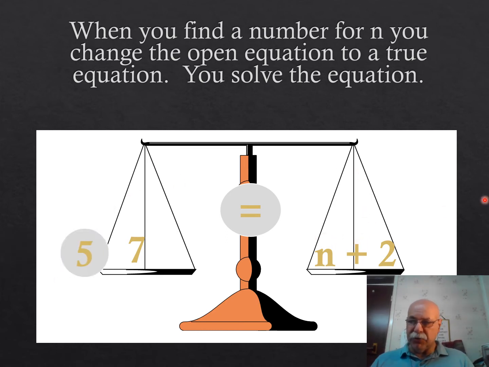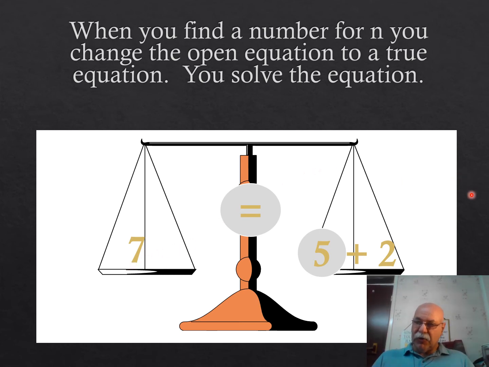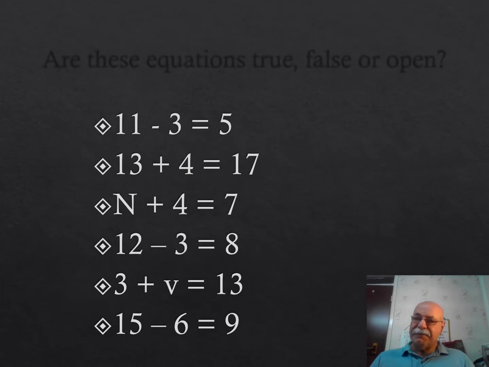Let's see how we do this. When we change this n to 5, we get 5 plus 2, which becomes 7. So this is now a truth equation. We transferred from an unknown equation to a truth equation. Here we have some examples to understand the meaning. What is the name for each one of these examples?